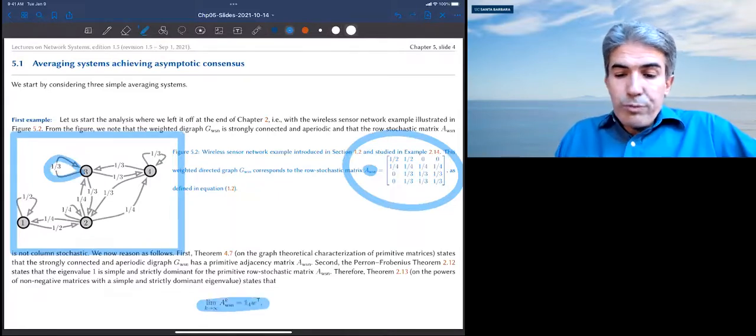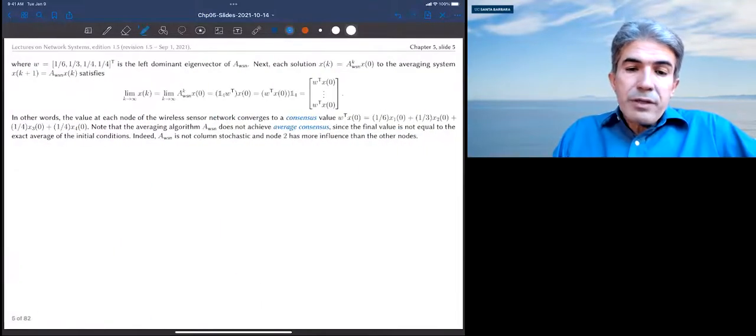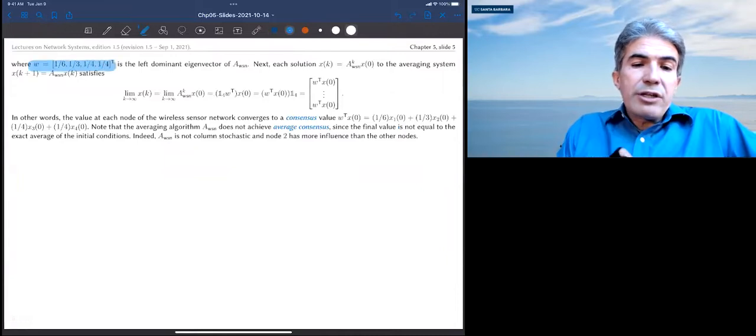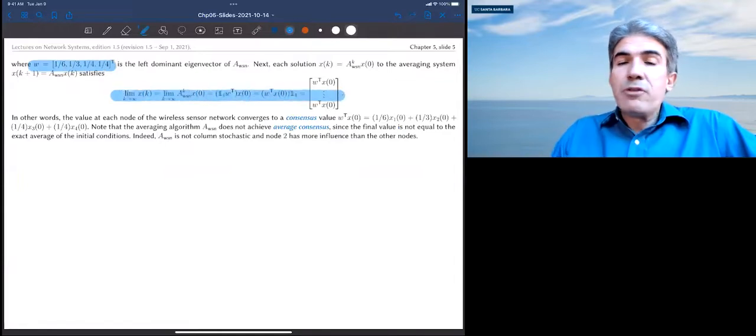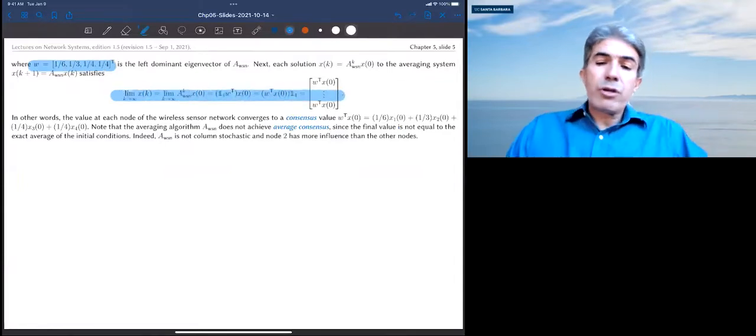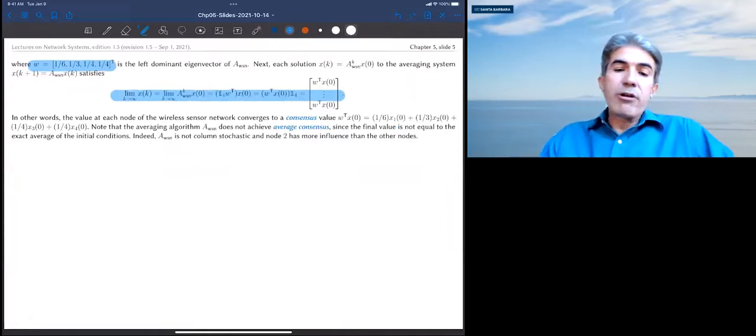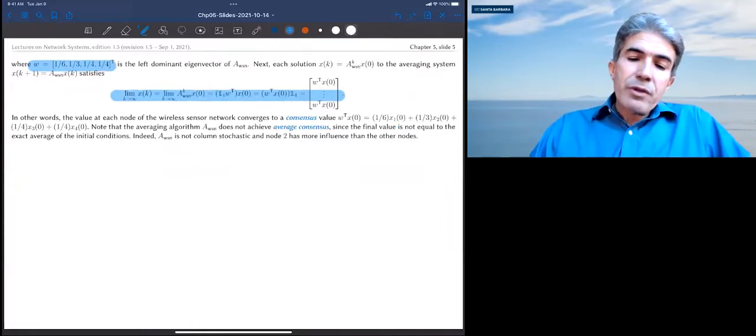We can also compute W. It's the first row of T inverse. We did that in chapter 2. And W had this very neat expression, 1/6, 1/3, 1/4, 1/4. And we get consensus. No need to introduce any new theorem. This is just basically putting together everything we've achieved.